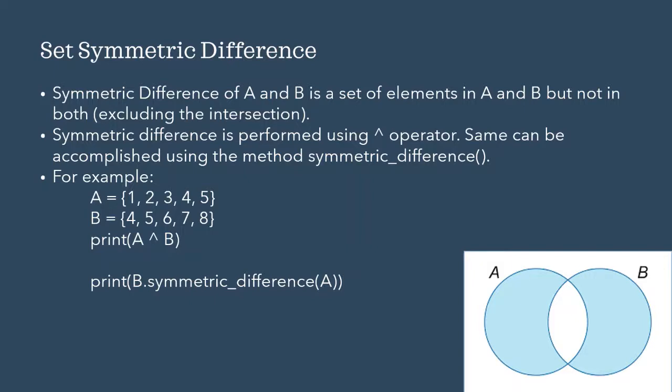In two cases, if you look at the sets, a's unique elements are 1, 2, 3, and b's are 6, 7 and 8. So a symmetric difference b or b symmetric difference a will give you 1, 2, 3, 6, 7, 8. The common elements 4 and 5 will be removed. In any case a symmetric difference b is the same as b symmetric difference a.